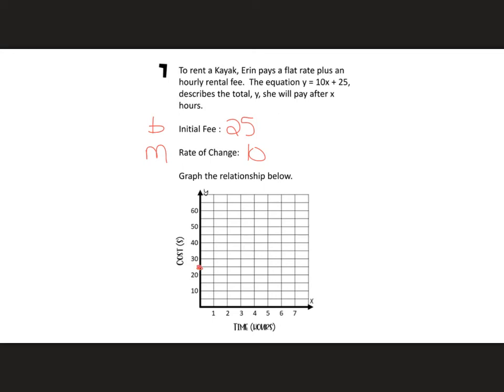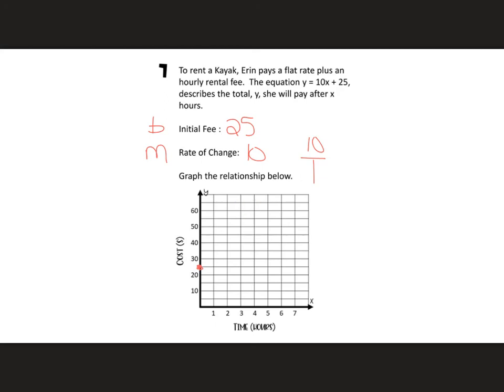And my rate of change is 10, and I'm going to write that as 10 over 1. So I'm going to go up $10 and over 1 hour. So from here, $10 is going to be 2 lines, right? Whoops, I shouldn't have done that. Sorry. $10 is going to be up 2 lines and then over an hour, and then up 2 lines and over an hour. So $10 per hour, $10 per hour.